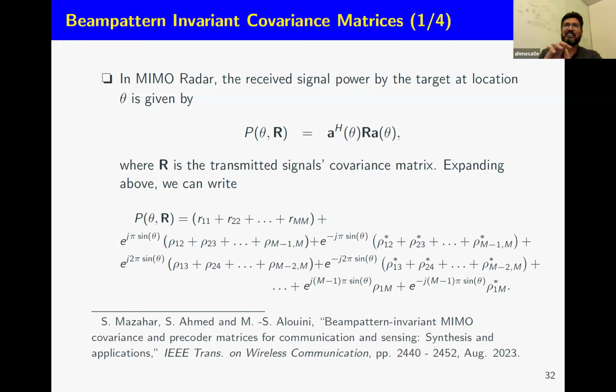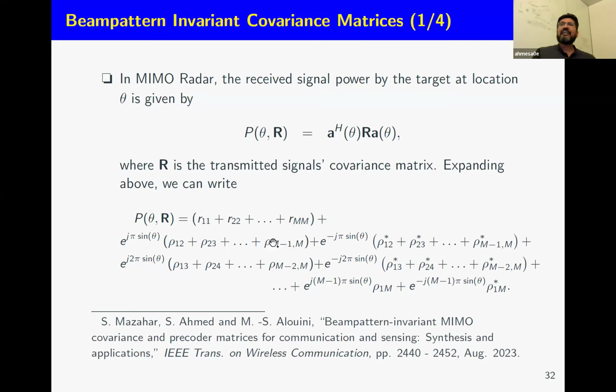Here, if I expand this equation, you will see this is the equation that we will get. Here R11, R22, RMM are the diagonal elements, and R12, R23, R(M-1)M are the first upper diagonal elements. This is the second upper diagonal elements and the third upper diagonal elements. And from this equation, we can conclude that if I change the covariance matrix of the waveform but don't change the summation of the diagonal elements, my beam pattern will not change. It's obvious from here.